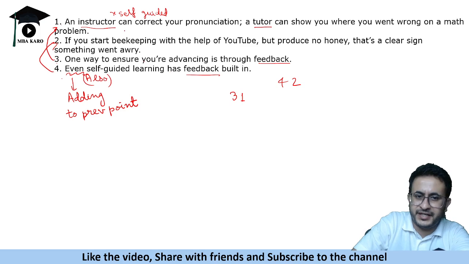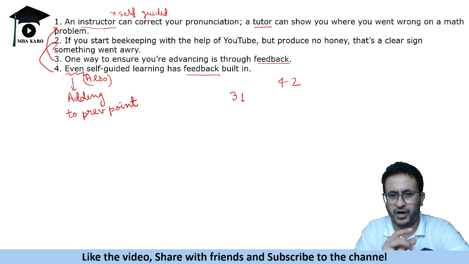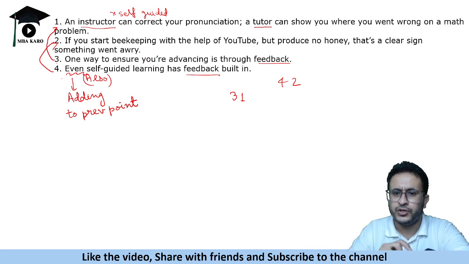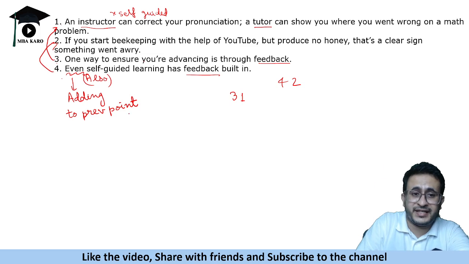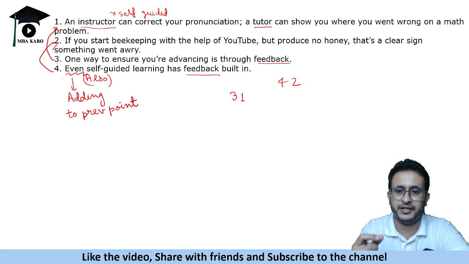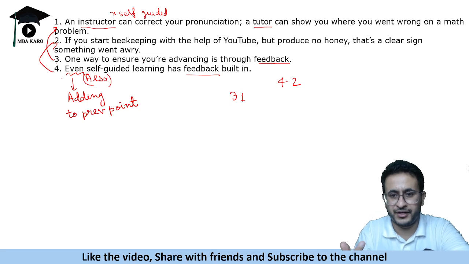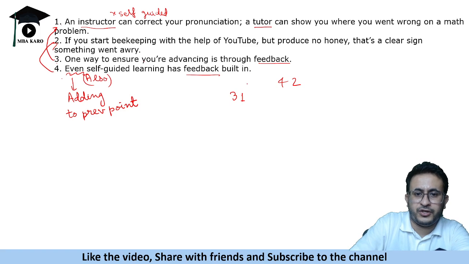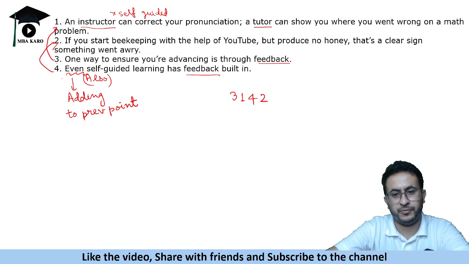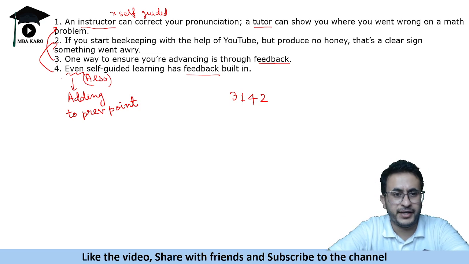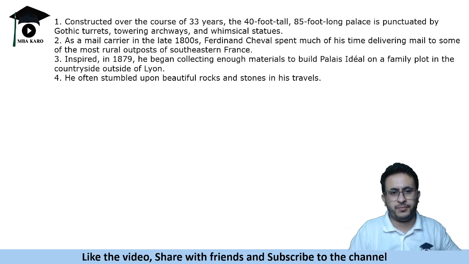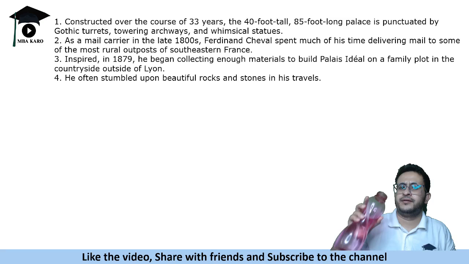Then an example explaining it, an example of how you learn through feedback, right? Because if a tutor corrects you, an instructor corrects you, then you will improve, right? Now it says that even self-guided learning has feedback built in. Even if you do not have any tutor, if you are learning by yourself, that means you will get feedback on it. So then again an example. So point and example. So the order is 3, 1, 4, 2. So point followed by example. Alright, let's look at the next question. So this is a lengthy one. So it talks about construction of some palace.